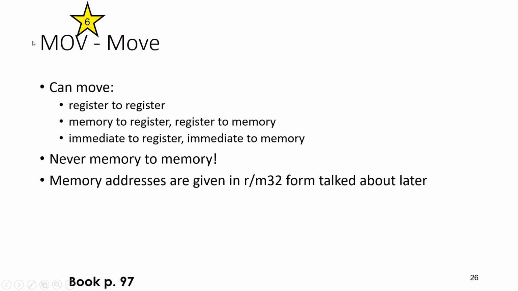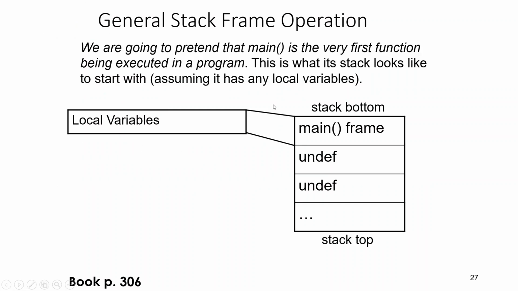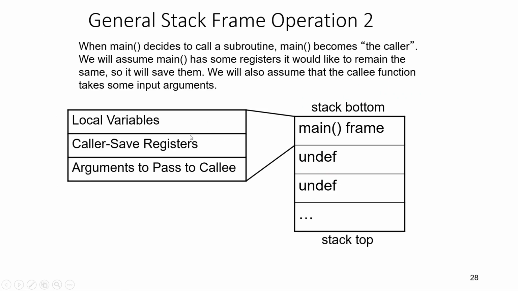So the move operation. Its name implies move, but it copies the values. It does not move: copy paste, not cut paste. It can move register to register, memory to register, register to memory, immediate to register, immediate to memory. Now memory to memory is not possible in 32-bit. Now we have the main stack frame, and it has some local variables.